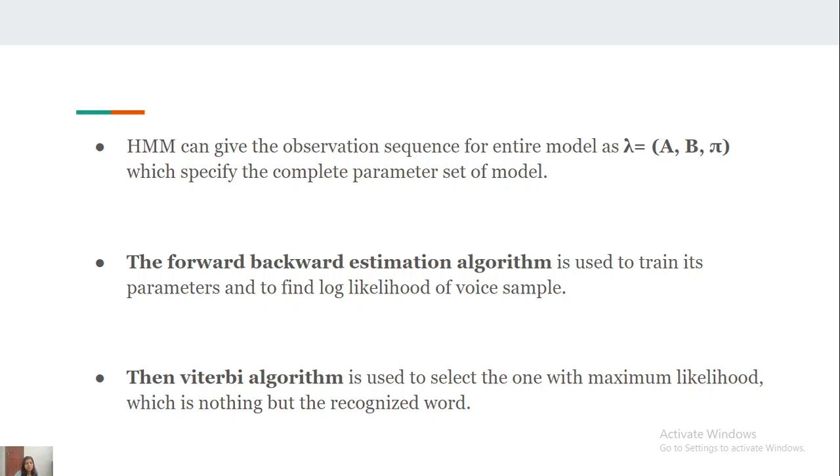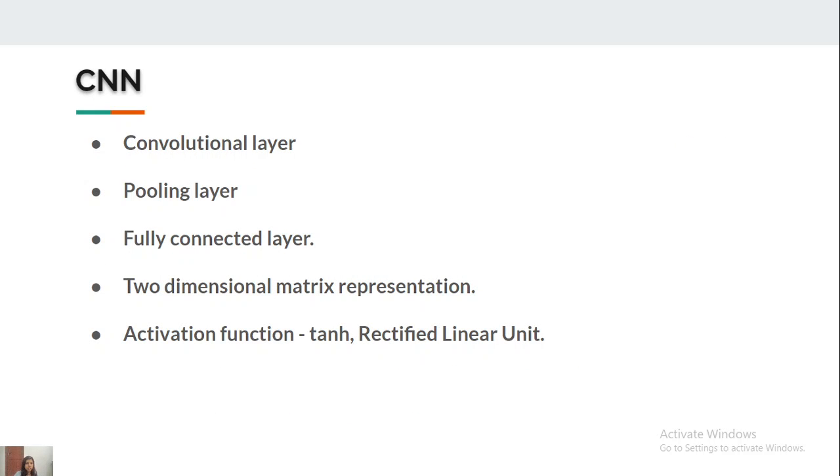Then we will use a forward-backward estimation algorithm to train its parameters and find the log likelihood of the voice sample. Then Viterbi algorithm is used to select the one with maximum likelihood, which is nothing but the recognized word. Now let's move on to CNN, how voice recognition technology is implemented using CNN.